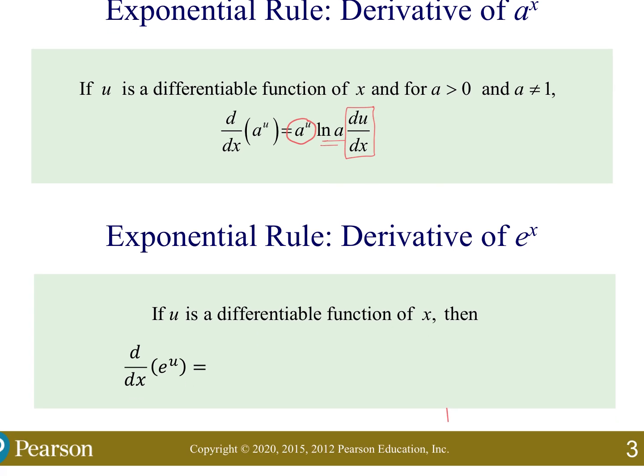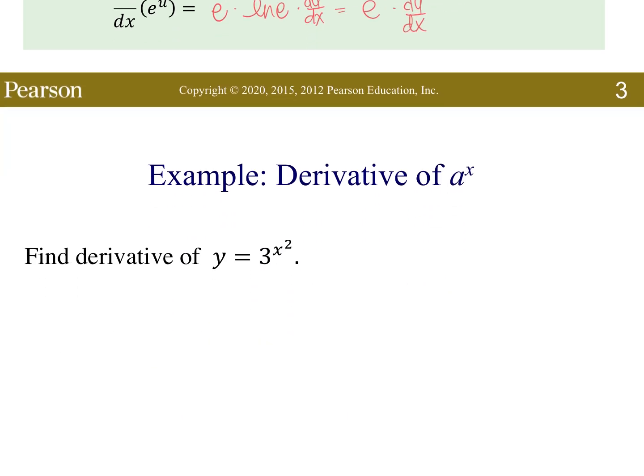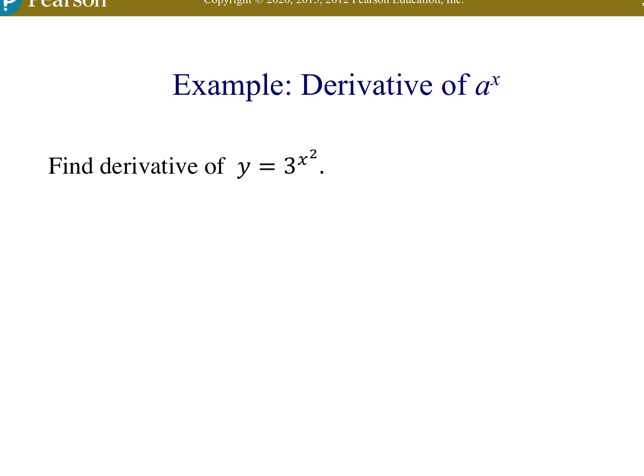So e has its own particular subset version of that. If we apply that, it would be e to the u times the natural log of e, and then the derivative of u with respect to x, which really is just e to the u du dx. So that's a subset of that where the natural log of e isn't explicitly written, but we understand that it's there. All right, so our first example should go pretty quickly if we are finding the derivative with respect to x. It will be 3 to the x squared, the parabola as its own function, followed by the natural log of 3, followed by 2x.